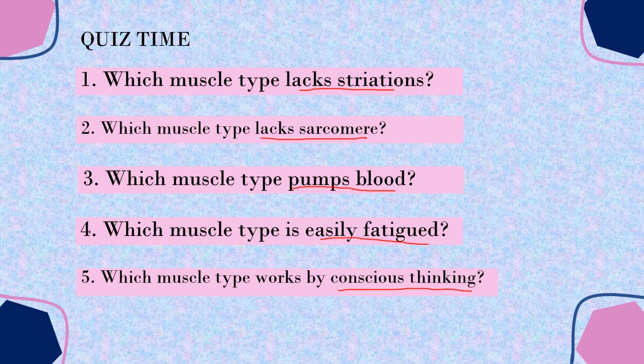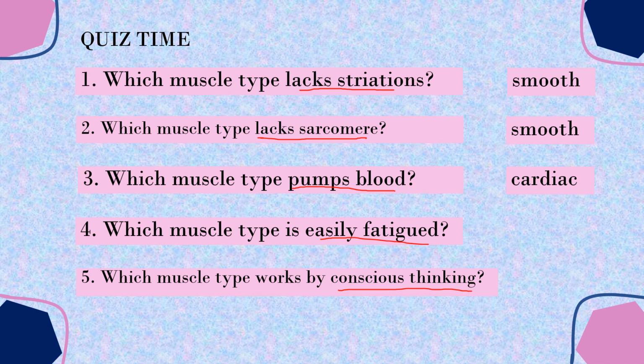And it's time to reveal the answers. Lacks striations? That is smooth. It does not contain striations. And which lacks sarcomeres? The same, smooth. And which pumps blood throughout the body? That's the function of cardiac muscle tissue.